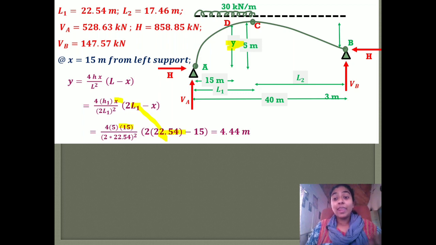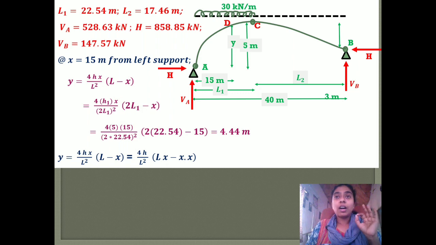Okay, now our aim is normal thrust and radial shear. In order to find the normal thrust and radial shear, we need theta. As we have studied earlier, to find theta we have to find the slope of this parabola, that is tan theta is equal to dy by dx. So our aim is to differentiate this y.